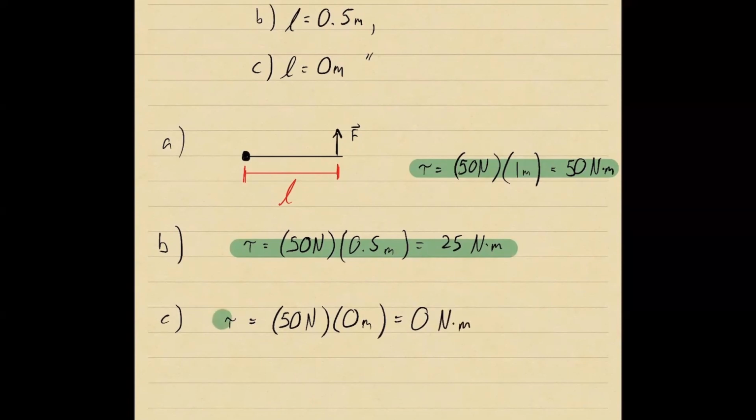That's part C. Just like how unbalanced forces cause objects to accelerate, unbalanced torques cause objects to angularly accelerate. A torque will cause an object to rotate.